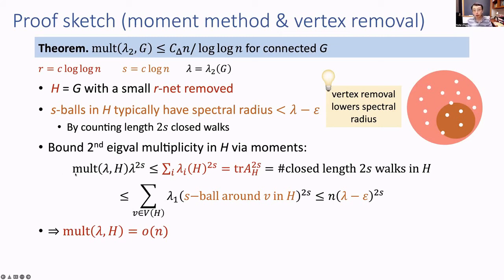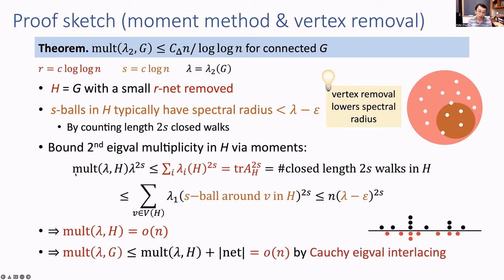This is for H. Now, H was obtained from G by removing a small net, and we know from the Cauchy eigenvalue interlacing theorem that removing a vertex from a graph has the effect that the resulting spectrum interlaces with the original spectrum. So the eigenvalue multiplicity cannot change by more than the number of vertices that you remove. So if you start with some number of repeated eigenvalues, by removing some, the multiplicity can drop, but not by too much. Okay, so that's the proof sketch. And so if you plug in all the appropriate parameters and work out these bounds, we get n over log n.